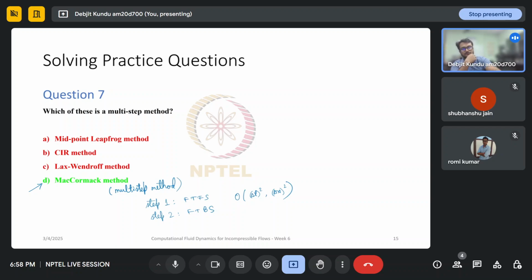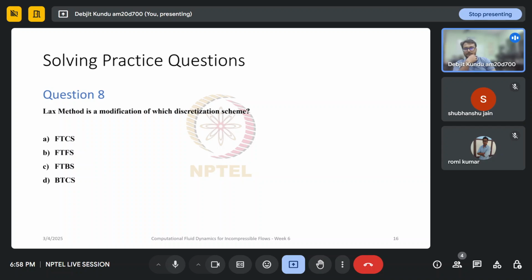Okay, so move on to question number 8 now, which is asking us lax method is a modification of which discretization scheme? This should be easy because we discussed this earlier. Is it option A, FTCS? Is it option B, FTFS? Is it option C, FTBS? Or is it option D, BTCS? That is backward in time, central in space.